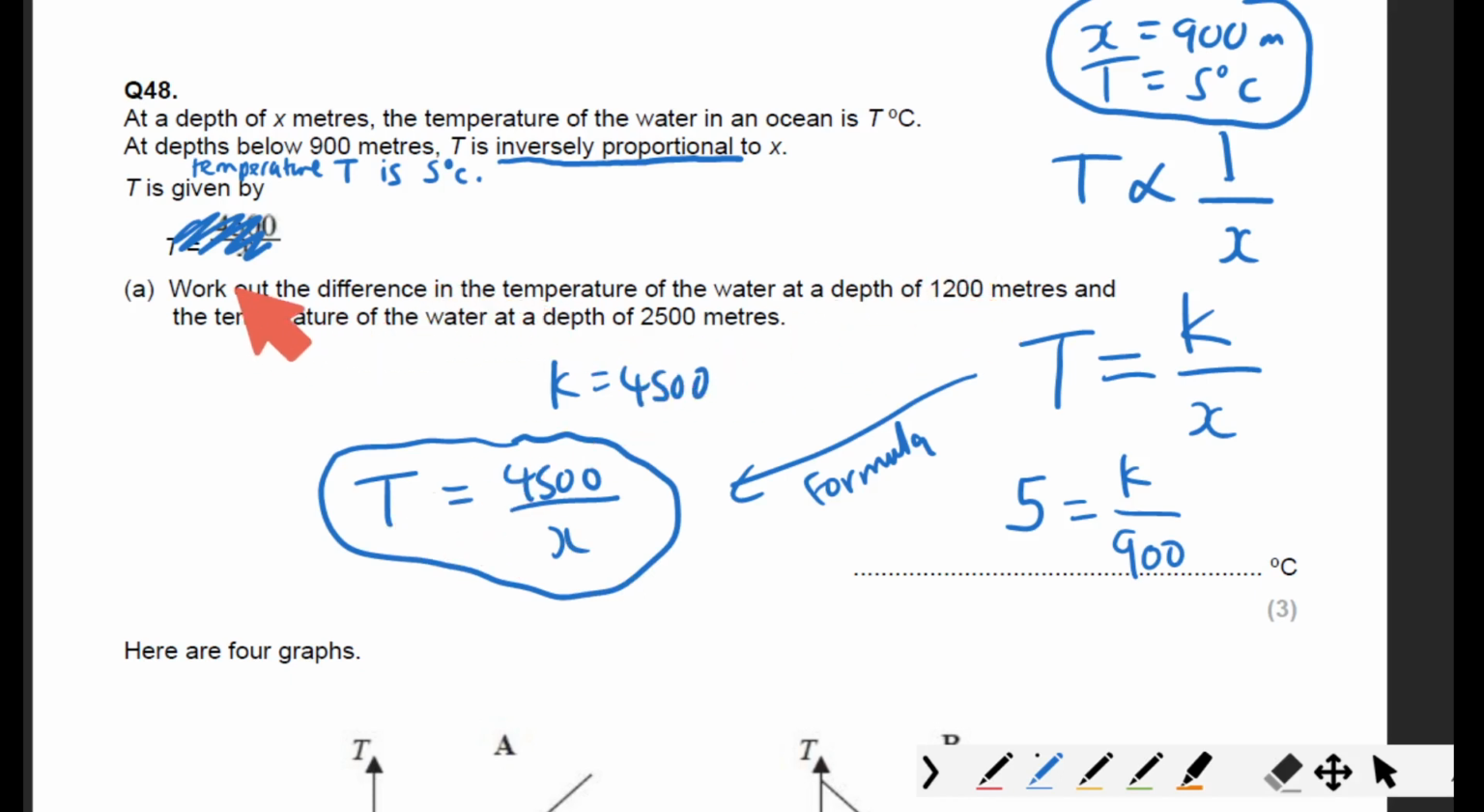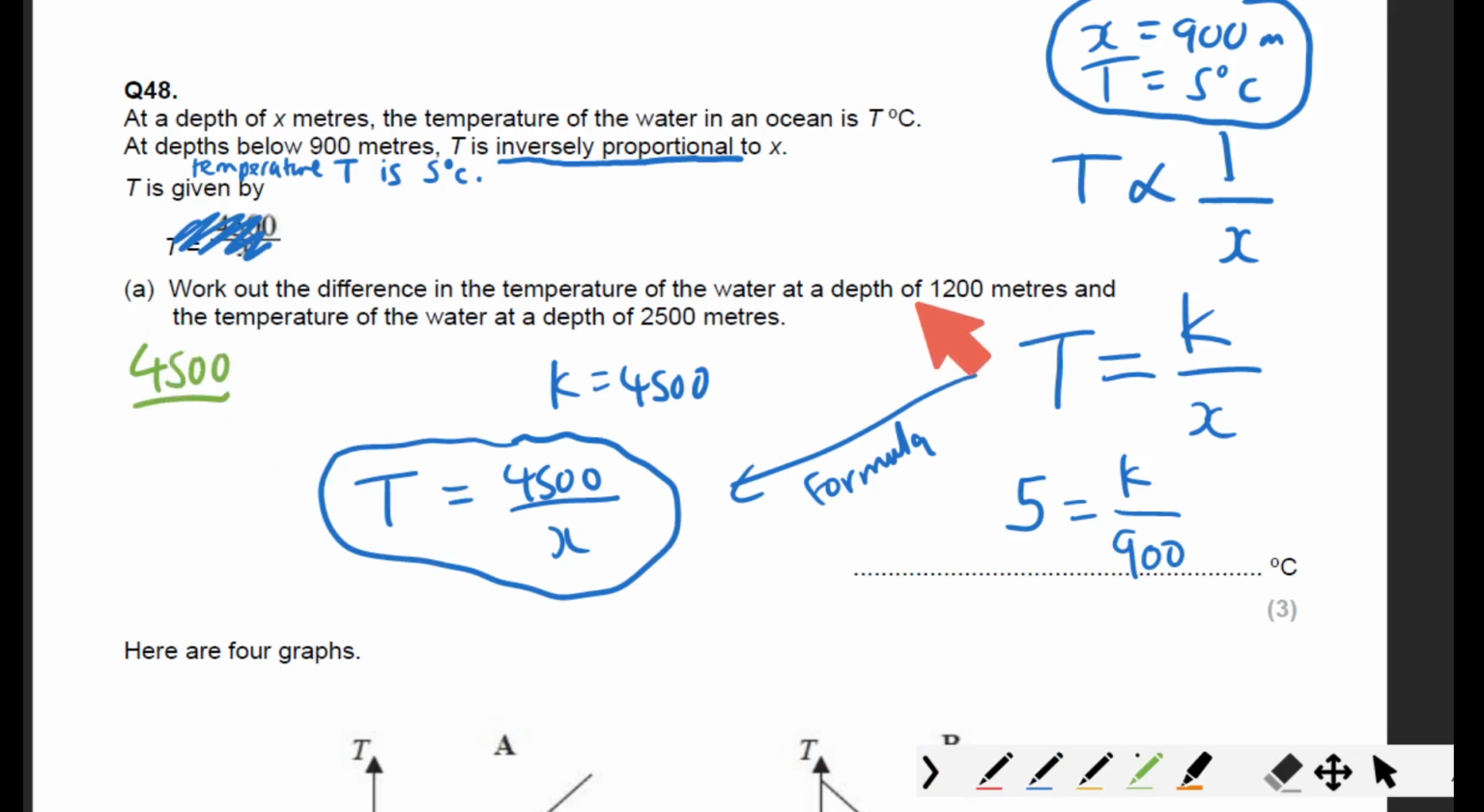So here we have work out the difference in temperature of the water at a depth of 1200 meters and the temperature of the water at a depth of 2500 meters. So I'm going to substitute the x in here for 1200 to get what the temperature is. And then I'm going to substitute the 2500 in here to get what the temperature is. Then I'm going to find the difference. So if I do that now, I'll get the answer.